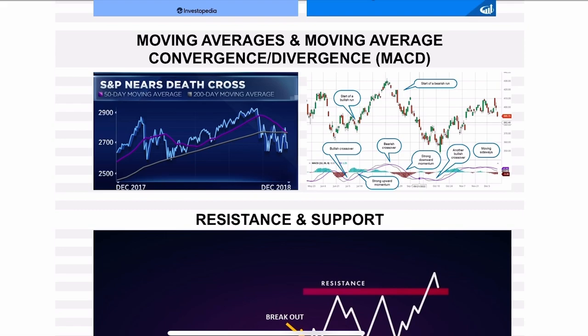So sometimes people will panic when they see that. They'll start selling it. Of course, that pushes the price down further. So it kind of becomes self-fulfilling in a way. We'll talk about that more.